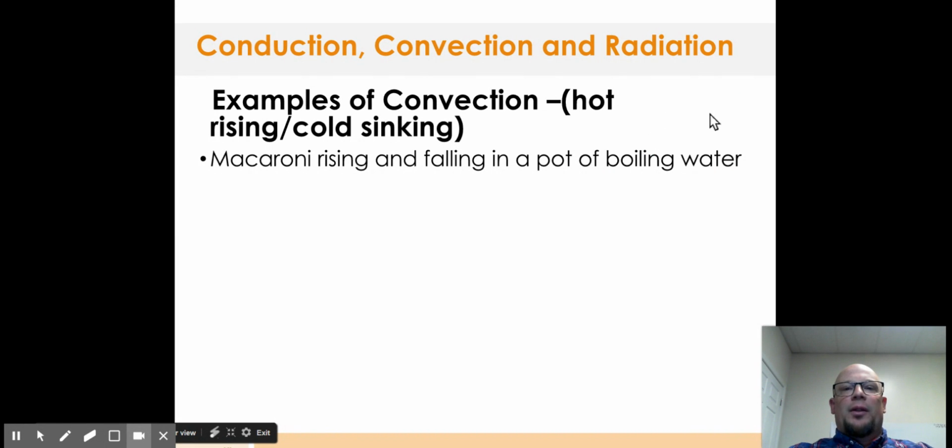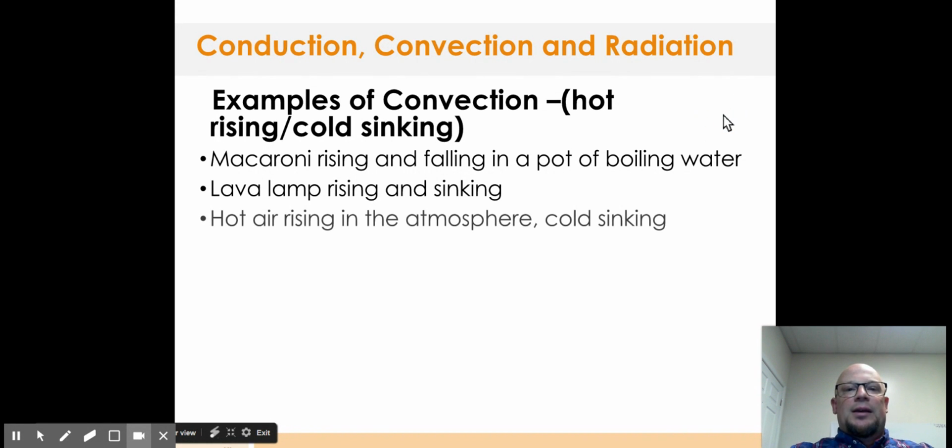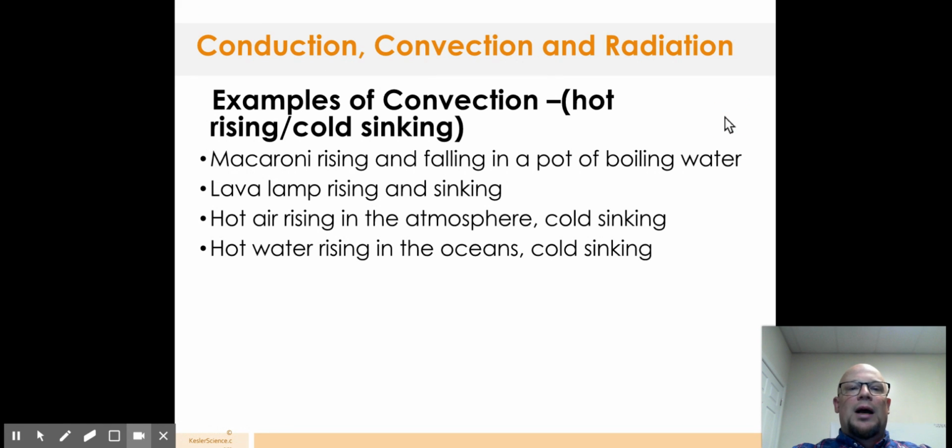Macaroni rising and falling in a pot of boiling water. If you've ever made macaroni, it's all kind of sitting on the bottom and then it starts to move to the top and kind of move around. A lava lamp rising and sinking. It has the lamp that's in the base that heats up the oil inside the lamp, causes it to rise to the top. As it cools off, it sinks back down. Hot air rising in the atmosphere, cold sinking. And then hot water rising in the ocean and cold water sinking down to the bottom.